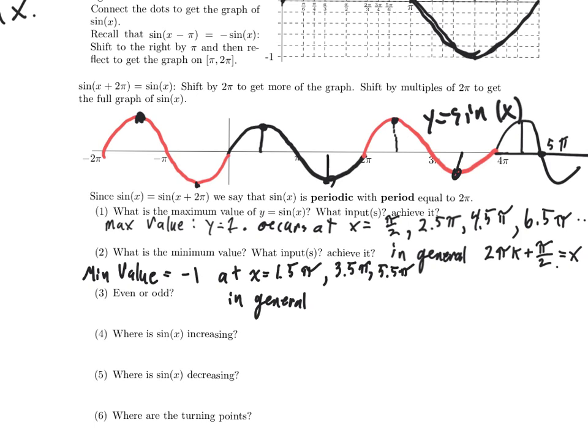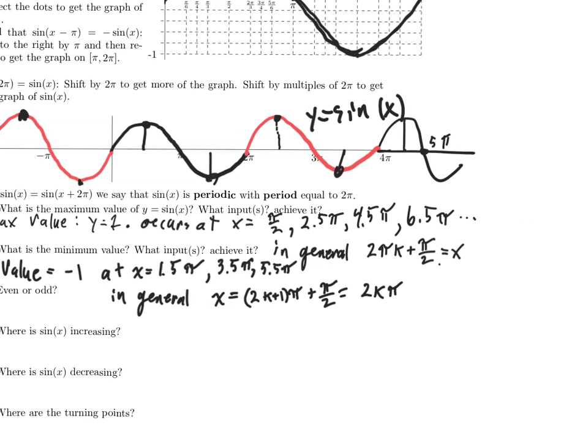So in general, these are called x equal to, what's an odd multiple of pi? Well, an odd number is 2k plus 1, pi plus pi over 2. Simplifying that, it looks like that's the same thing as 2k pi, even multiple of pi, plus 3 pi over 2. Very nice.